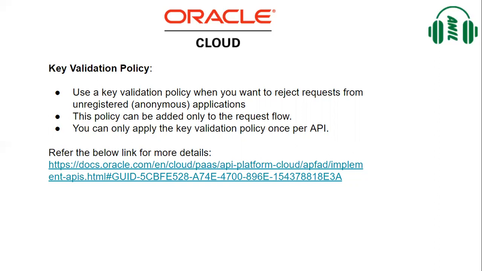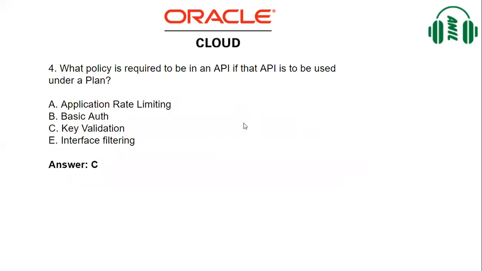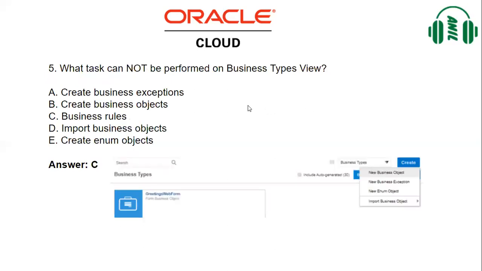From the key validation policy, what is the question? What policy is required to be in an API if that API is to be used under a plan? Answer is key validation policy. When you don't know about this key validation policy, you cannot answer this. So just get more understanding of this, and then you can answer this question. And this is a certification question. We cannot expect this in our interview. So let us move on to the next question.